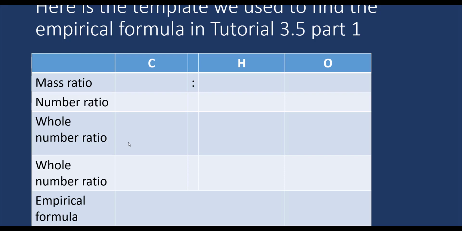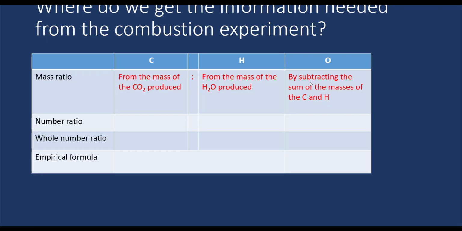Okay, so first let's get our bearings in terms of the template from the previous tutorial. This is 3.5 part 1. The way this worked last time is we said, imagine I already know the mass ratio. I know how much carbon there is to hydrogen to oxygen in a sample. What we'll have to do this time is come up with these numbers through some data from the lab. All right, so what are we going to do?